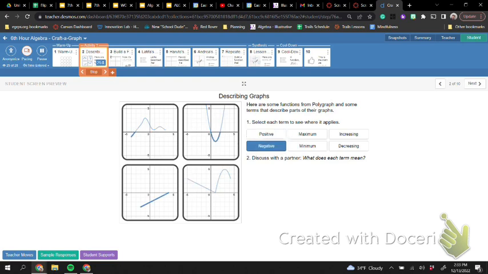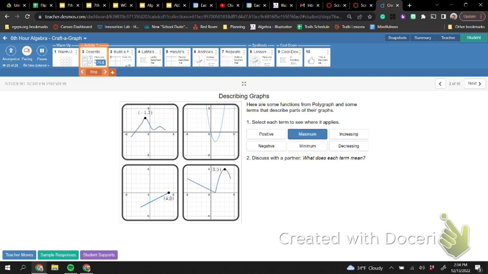So since we did positive, let's talk about negative. Who could say what negative means in this context? Alice? Okay, so negative is when it's below the x-axis. All the outputs are less than 0, which means they are negative.